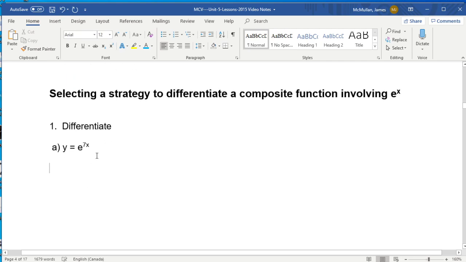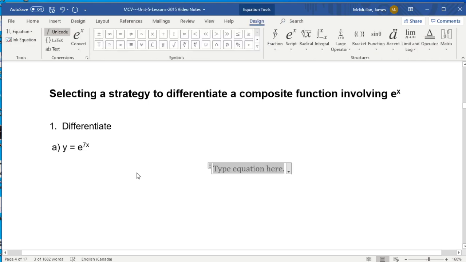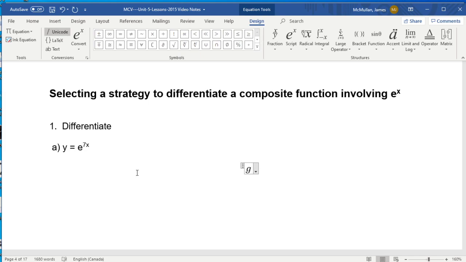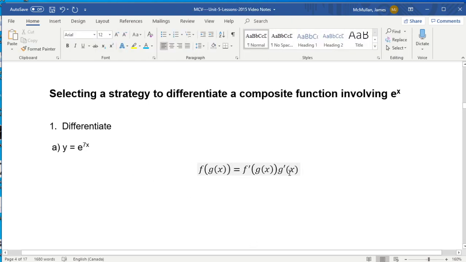Now, when you are taking the derivative of e, it's easy, as long as you remember a couple of things. You remember the chain rule, right? The chain rule says that f of g of x has the following derivative: f prime of g of x untouched, and then g prime. That's what the chain rule said.